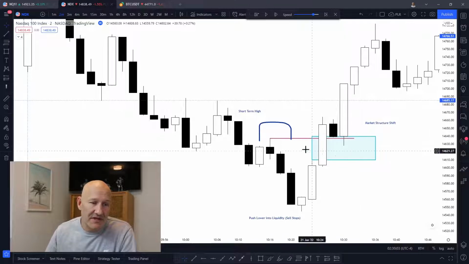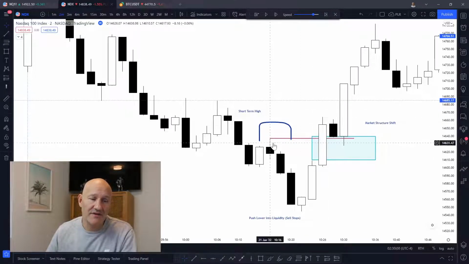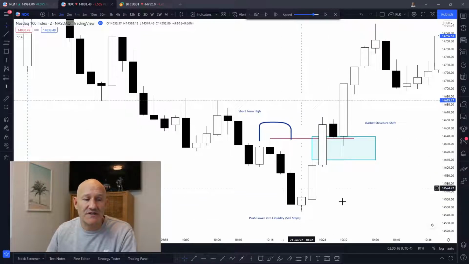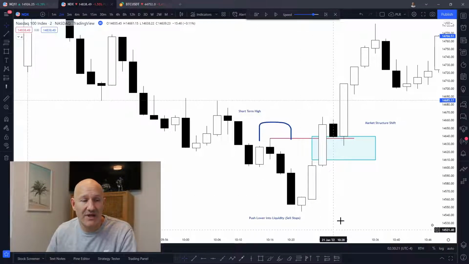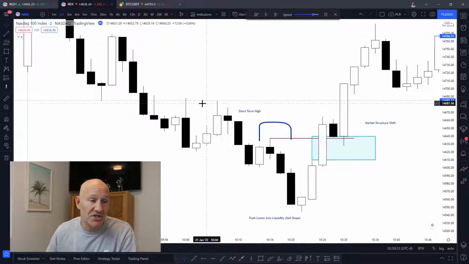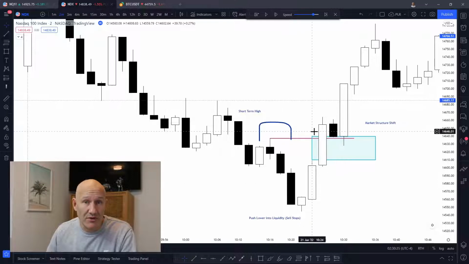So it becomes significant because we've obviously made a higher high. So this high is now higher than this one. But because it's happened in this particular pattern where we've had a swing high, a run down into liquidity, and then a new high immediately after, this signifies that liquidity has been taken out of the marketplace and we've got a market structure shift. So we've gone from bearish to bullish market structure.